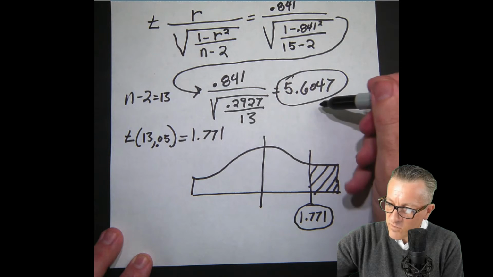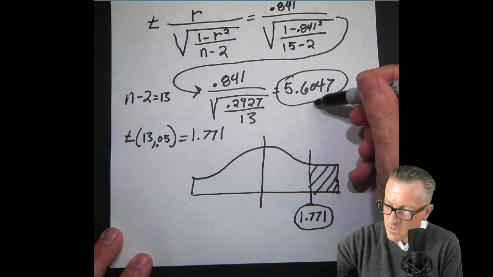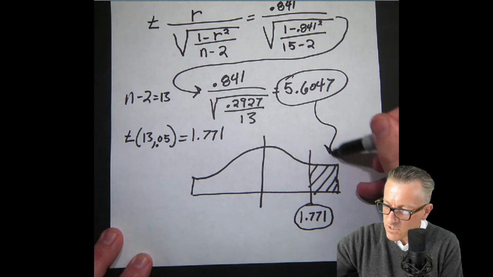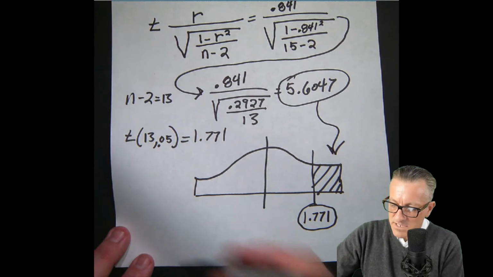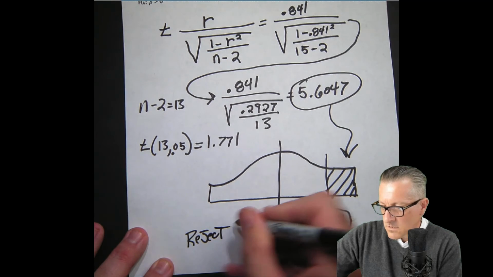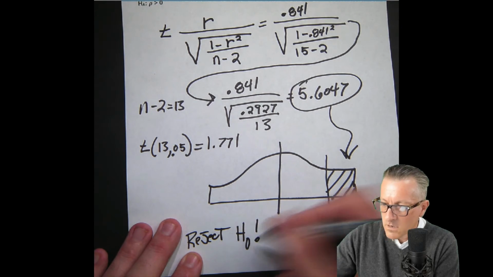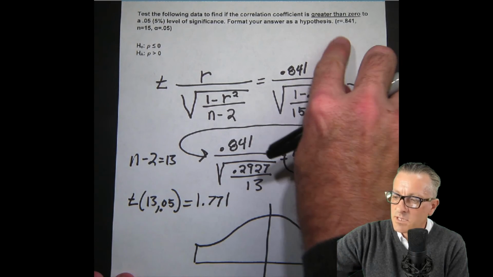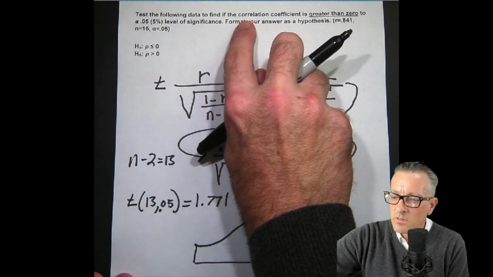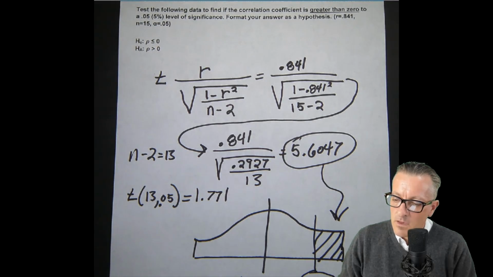And if we bring this down, we see our calculated statistic is greater than 1.771, so it is in our rejection zone. So what that means is we're going to reject H0, which tells us it looks like our correlation coefficient is greater than 0. Okay? Thank you.